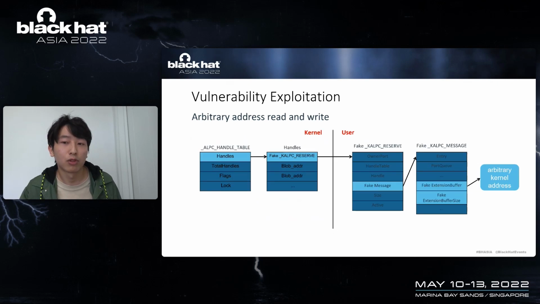And the whole process of achieving arbitrary address read and write is as follows. First, by overflow, corrupting the KLPC resolve pointer of the handle structure, we can construct a fake resolve blob. The KLPC resolve structure stores the address of the message. So we can continue to construct a fake KLPC message structure. And then we can achieve arbitrary address read and write through the extension buffer field and the extension buffer size field in the KLPC message structure. And last, my colleague Jianyang Song will continue to introduce how to exploit this vulnerability.